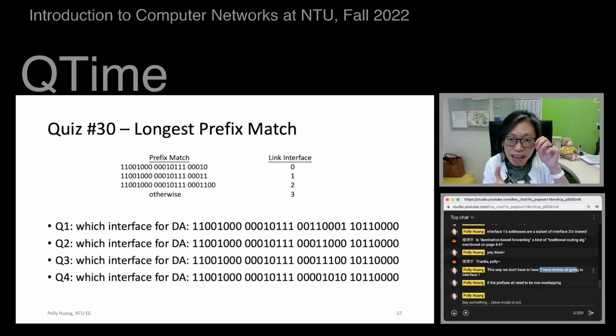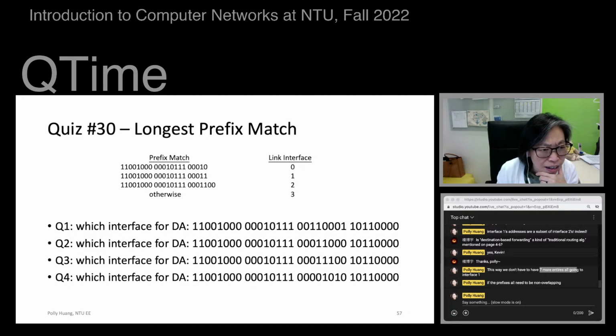Okay, so let's start with the quiz. Quiz 30 is trying to make you exercise the longest prefix match. We have a forwarding table that looks like what we have here on the top, again 3 entries. Sorry, I actually meant that we don't need to have 3 other entries all going to interface 1, because there are only 2 more bits that are not matching.